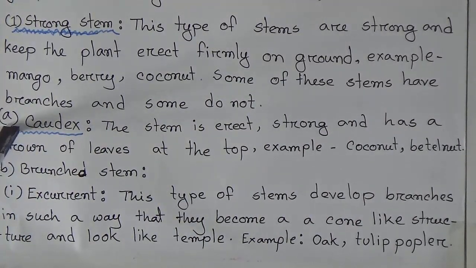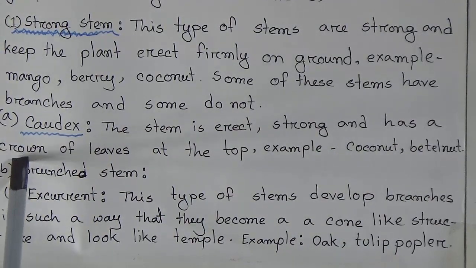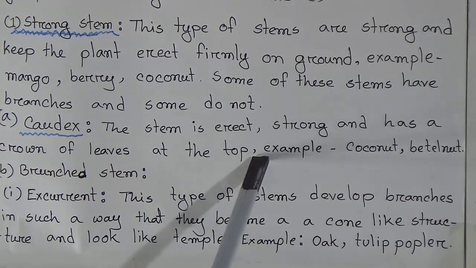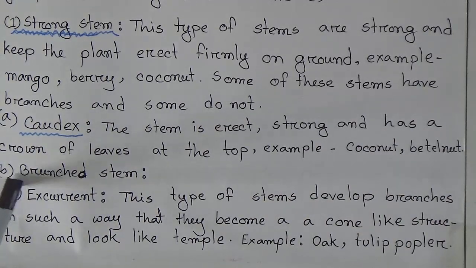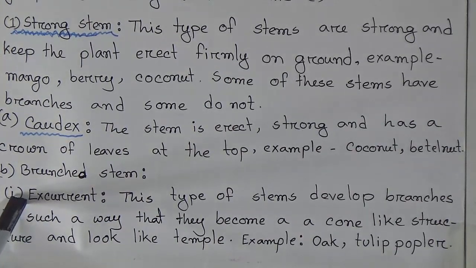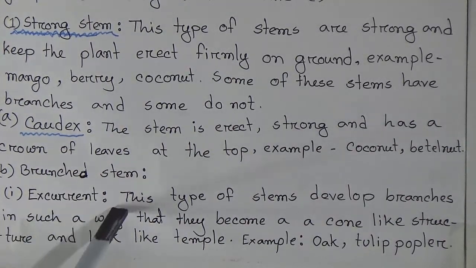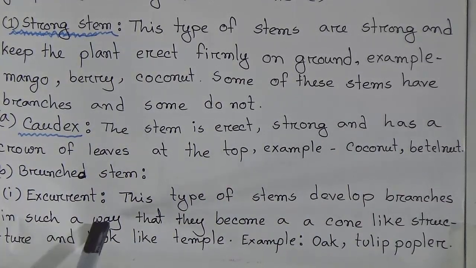The first one is caudex. The stem is erect, strong and has a crown of leaves at the top. Examples are coconut and betel nut. The next part is the branched stem. The first branched stem plant is excurrent. This type of stem develops branches in such a way that they become a cone-like structure and look like a temple. Examples: oak and tulip poplar.